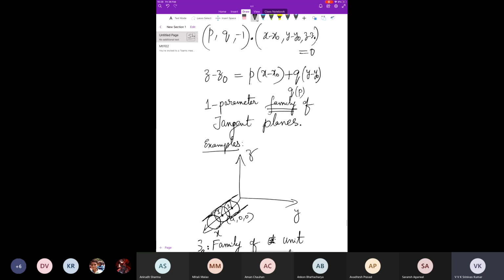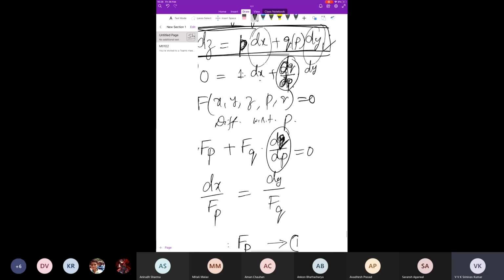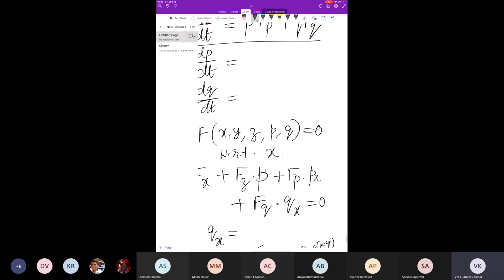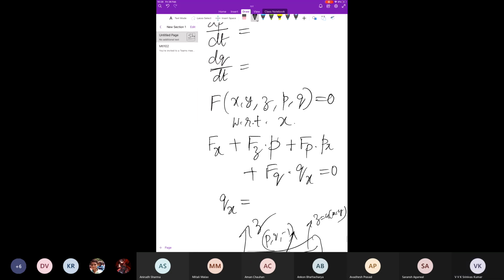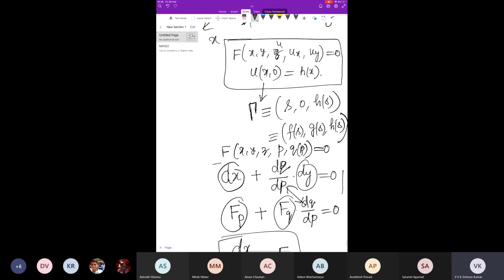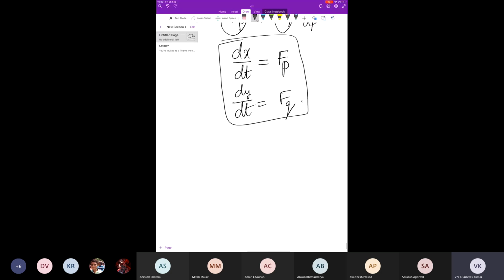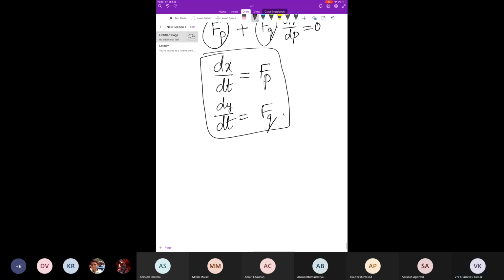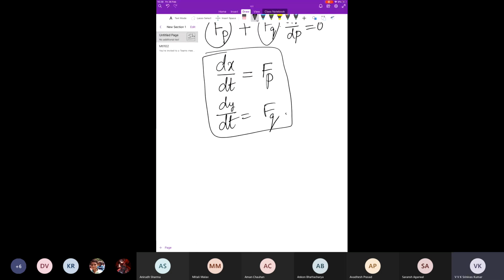So again, we come here to the general case. Oh, you are asking about the quasi-linear case also. If you take the quasi-linear case in particular, it will coincide.